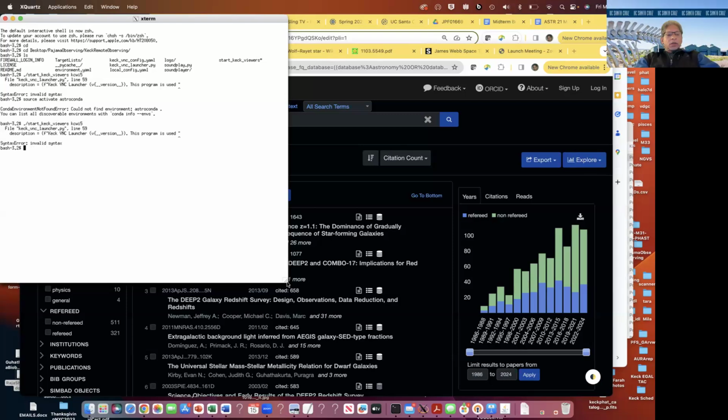I had something else. I had source activate KRO, Keck Remote Observing.